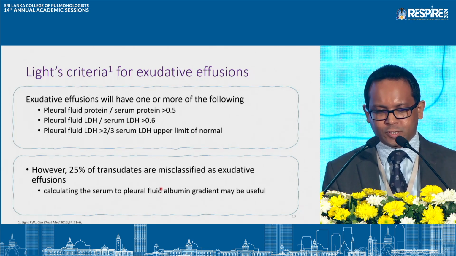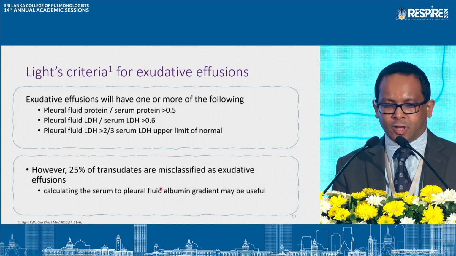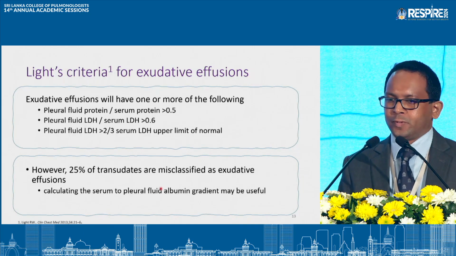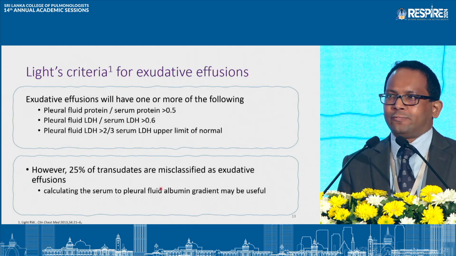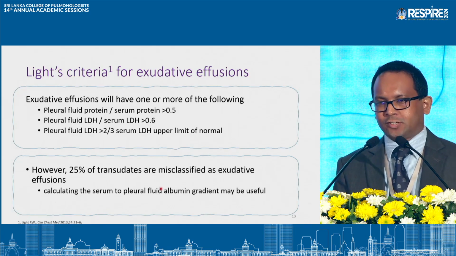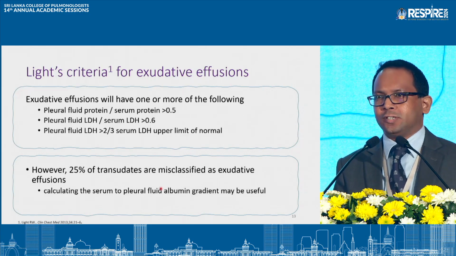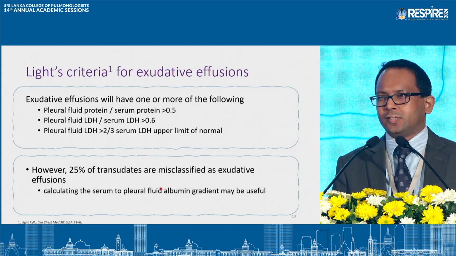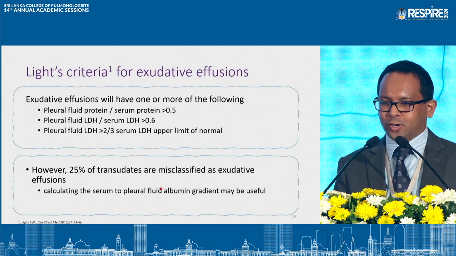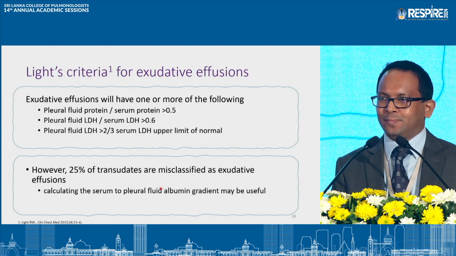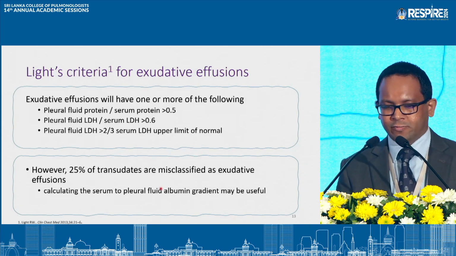And in this sort of situation, calculating the serum to pleural fluid albumin gradient rather than the ratio may be more useful. One additional note is that up to 10% of transudative effusions based on Light's criteria have been shown to result in a malignant etiology later on down the line. So if there is any clinical suspicion, or if the clinical radiological parameters do not tally with your Light's criteria, it's always better to be cautious and investigate, even if it seems like a transudate.